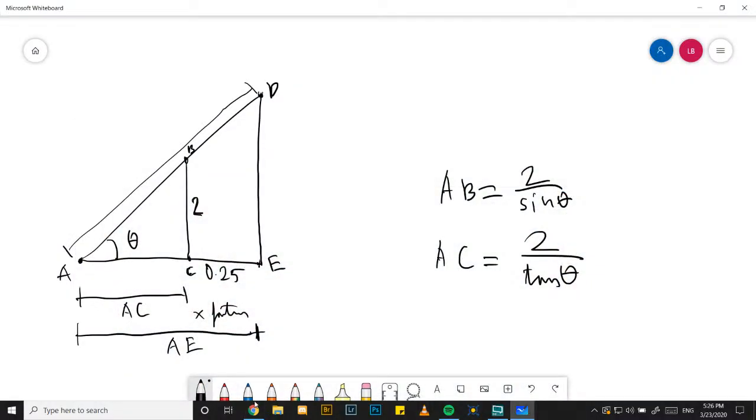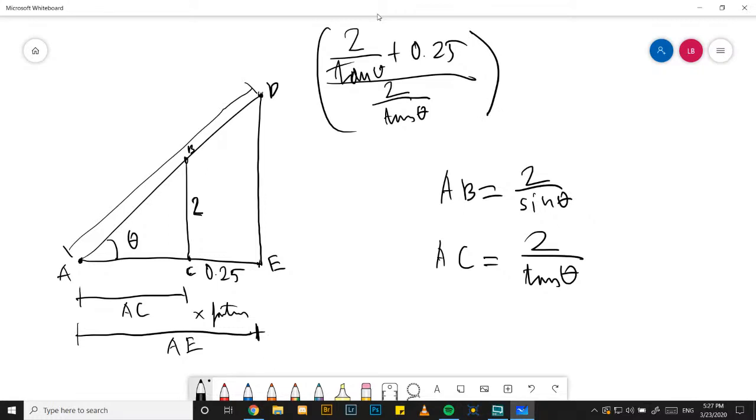Okay, good. Now I need to figure out what this factor is. The way I can figure out that factor is dividing AE by AC. I can divide AE by AC because I know that AE is just AC plus 0.25. So AC is 2 over tangent theta, plus 0.25 over whatever AC is, which is 2 over tangent theta. Now I know that this is the scale factor that I multiplied by to get AE from AC. That's the same thing I can multiply AB by to get AD. So I can multiply this by 2 over sine theta and simplify everything, and I'll be able to figure out what the value of AD is.